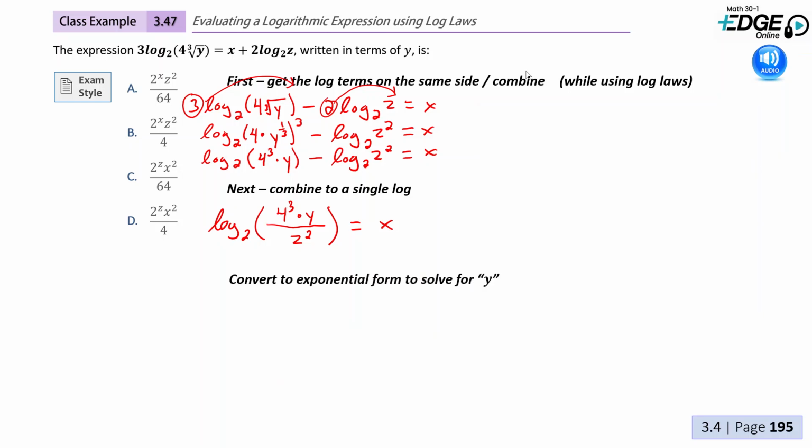So then finally, let's convert to exponential form and then solve for y. So 2, the base, to the power of x is equal to, well, 4 to the power of 3, let's just call that 64, 64y over z squared. Now we'll just rearrange for y, moving the z squared up and the 64 down on the other side. We end up with 2^x times z squared over 64 is equal to y.